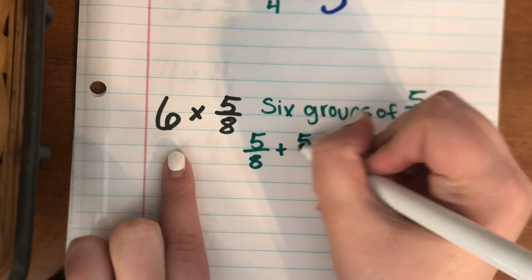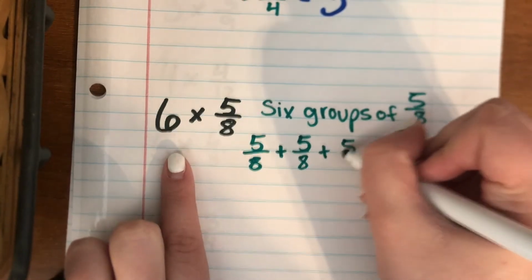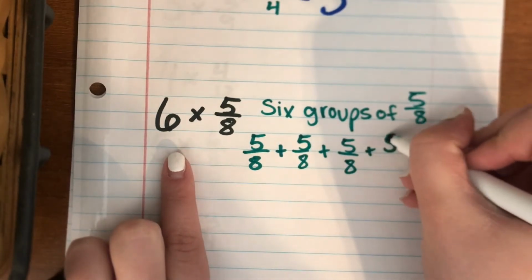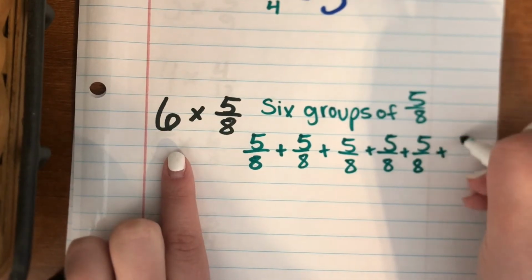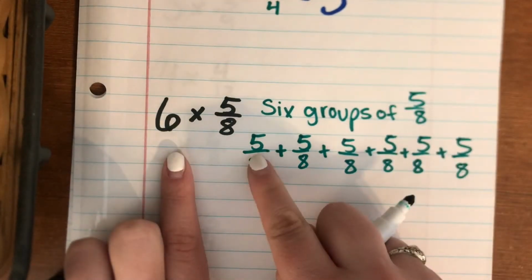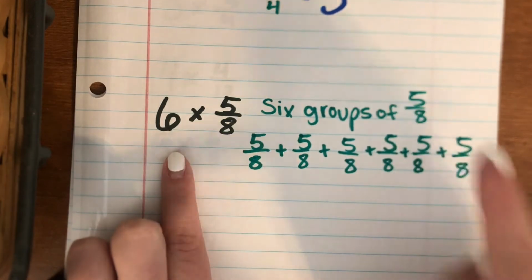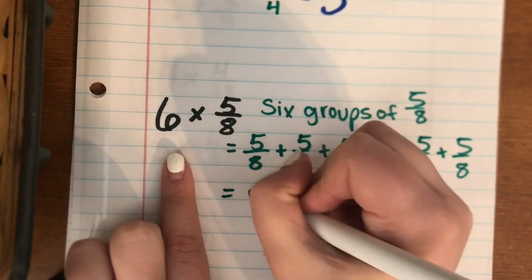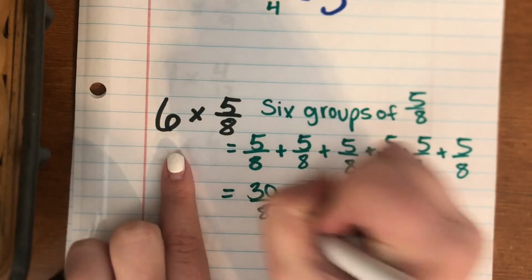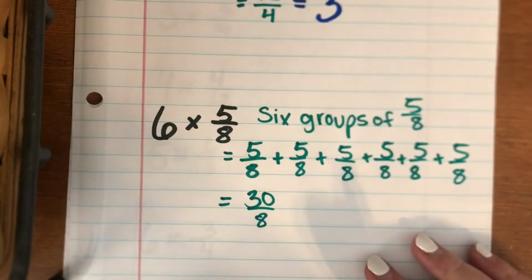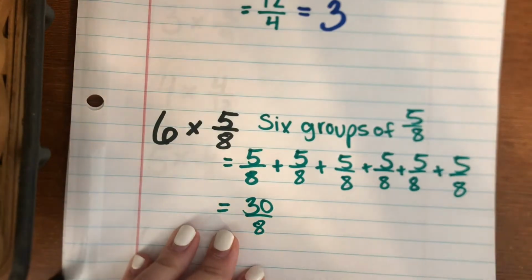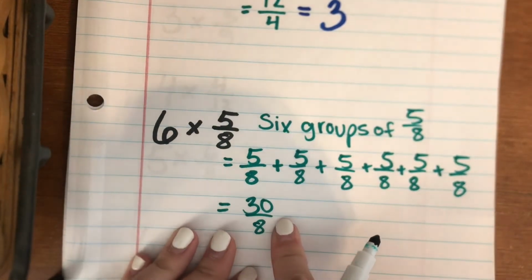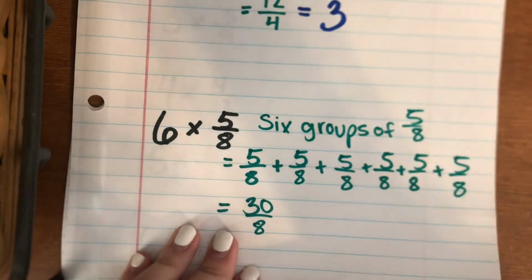5/8, 1, 2, 3, 4, 5, 6. 5, 10, 15, 20, 25, 30. So my answer is 30/8. I'm going to just leave it there. If you want to find the mixed number or whole number version of this, you'd be my guest.